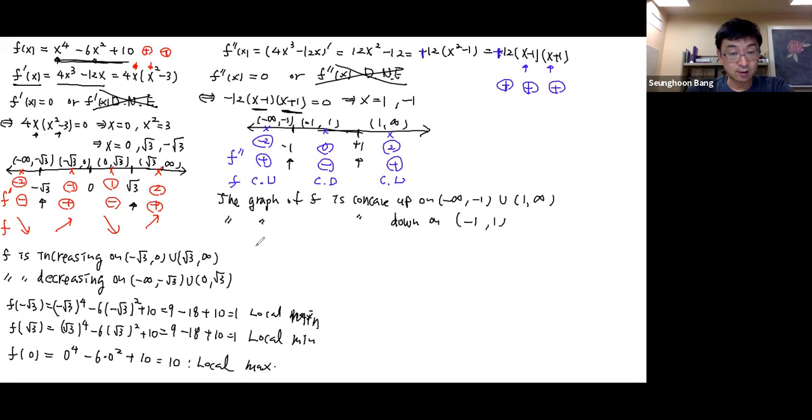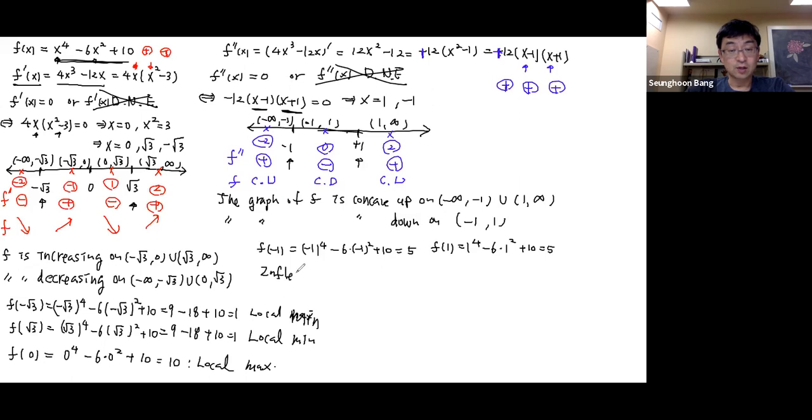You can calculate f of minus 1. You plug minus 1 into the original function: minus 1 to the 4th, minus 6 times minus 1 squared, plus 10. Calculate: 1 minus 6 plus 10 is 5. Another one, f of 1: 1 to the 4th, minus 6 times 1 squared, plus 10. This is also 5. So what are the inflection points? We have 2 inflection points.